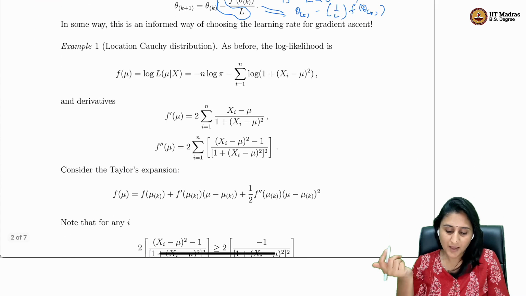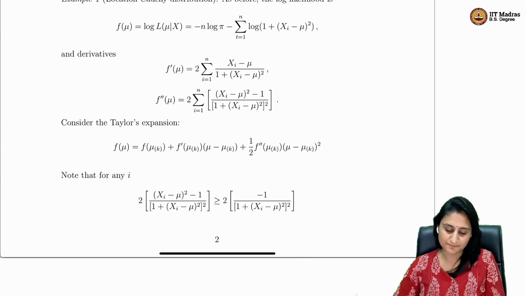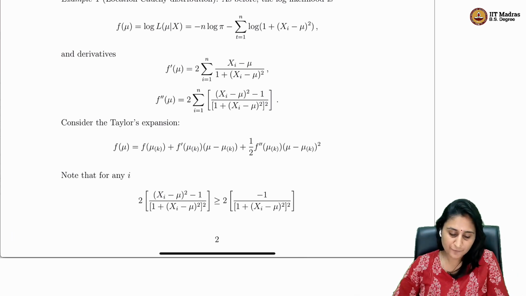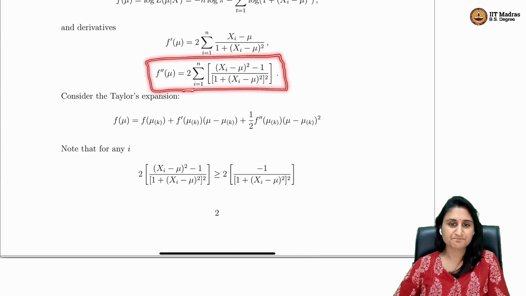Okay? But I could also do what I did before, is I could do the whole Taylor series expansion, where I have f of mu equal to f of mu k plus f prime mu k, mu minus mu k, plus half f double prime mu k, mu minus mu k squared. Okay. Now, if I look at f double prime in general for any given mu, what I see is I have this function here, right? This is the second derivative.